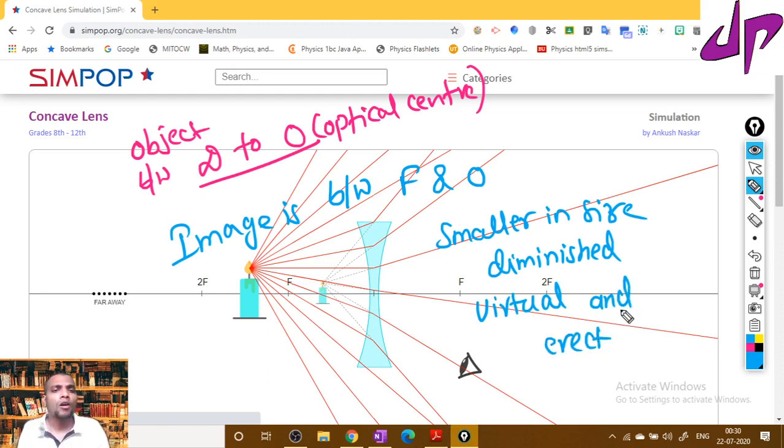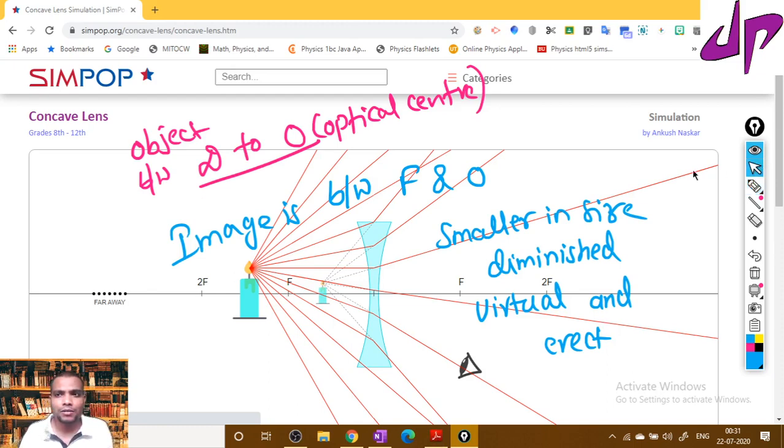So a concave lens always forms a virtual image. That's why the image is always formed on the same side of the object. But if you take a convex lens, there is one particular case in which it forms a virtual image. So these are the two lenses' corresponding ray diagrams. So follow the NCERT textbook carefully and draw the ray diagrams carefully.